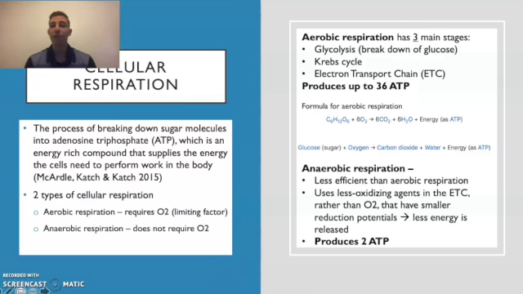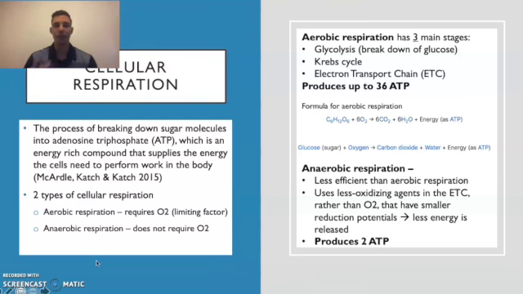Aerobic respiration has three main stages, well, 3 to 4, but we're just going to be talking about the three main stages. Glycolysis is the main one that breaks down glucose into pyruvate. The Krebs cycle, also known as the citric acid cycle, and then the electron transport chain, the ETC. Overall this produces a maximum of 36 ATP per molecule of glucose. I included the formula right there that you can see. So it's one molecule of glucose plus oxygen breaks down into carbon dioxide, water, and then the ATP.